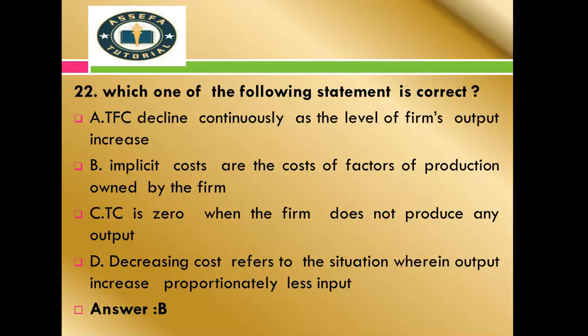Total fixed cost cannot increase or decrease. Implicit cost, of course, is owned by the firm because it is a non-recurrent cost. Then total cost cannot become zero. Even if total variable cost is zero, total fixed cost cannot be zero, so total cost will not be zero. So the correct answer for this question is B: implicit costs are costs of the factors of production owned by the firm. The others are distractors. Good.